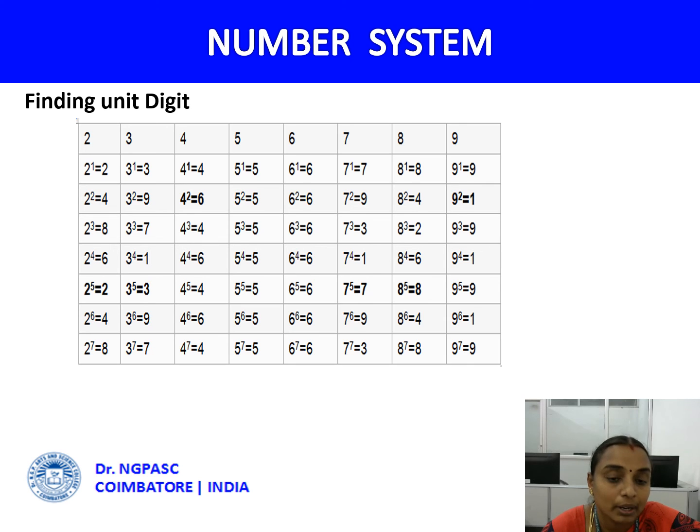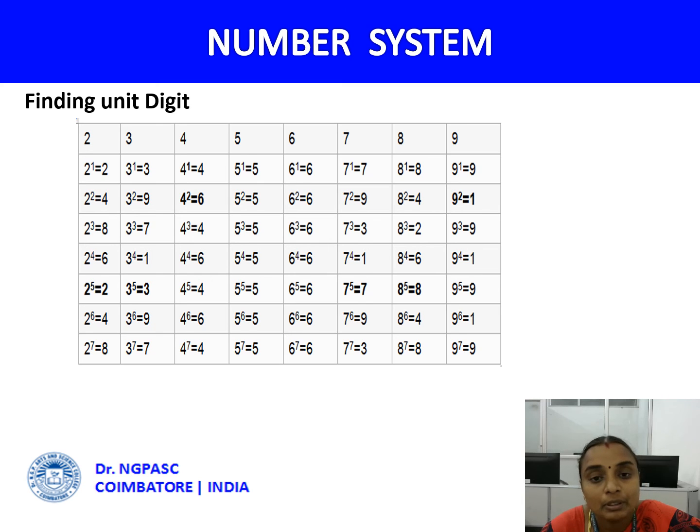Again 2, 4, 8, 6. It's repeating. So we can say this 2 and 3 as 3, 9, 7, 1, 3, 9, 7, 1. So it is repeating the 4 cycles. Then coming to the next one, 4. For 4: 4, 6, 4, 6. It is a 2 cycle.